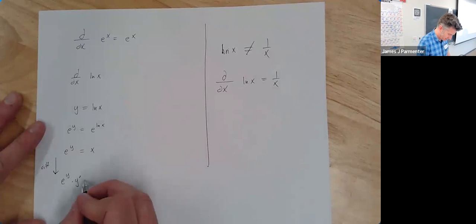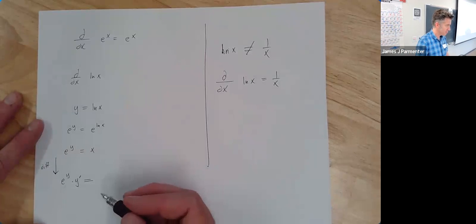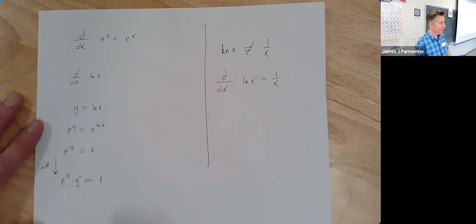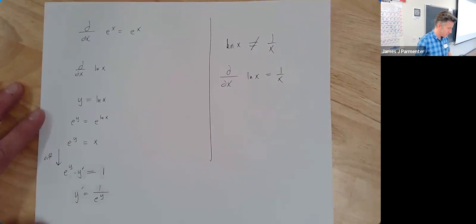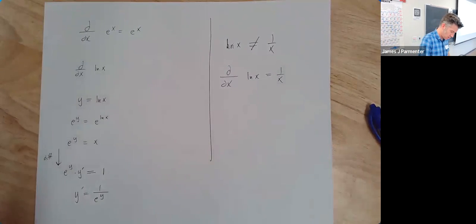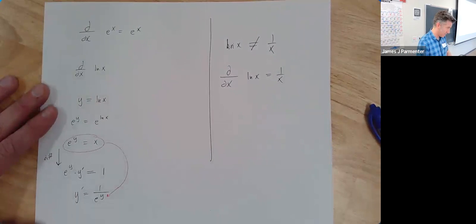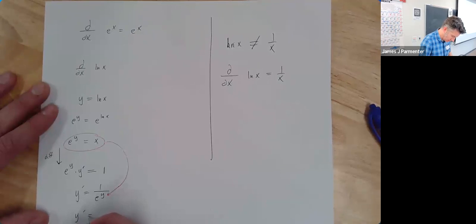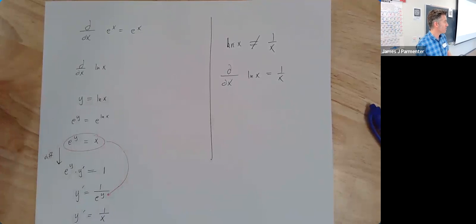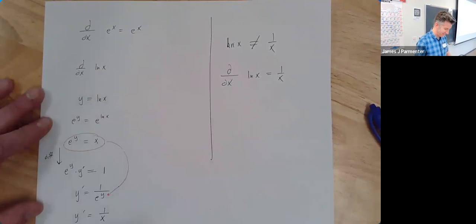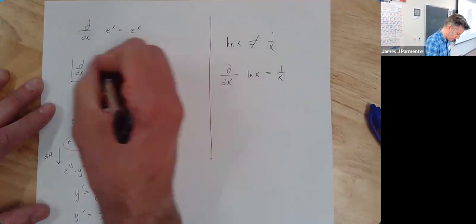So let's see here. I take the derivative on the left-hand side. What's the derivative of x? And now if we solve for y prime, look what happens. y prime equals 1 over e to the y. But then look here. e to the y is equal to x. So really, as you were saying, y prime is equal to 1 over x. And since y was natural log of x, the derivative of the natural log of x is 1 over x. So it really is true. The derivative of the natural log of x is 1 over x.